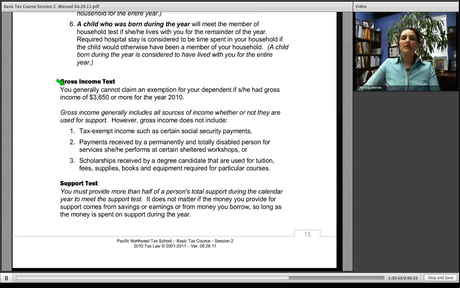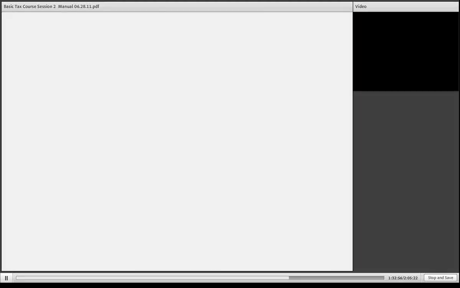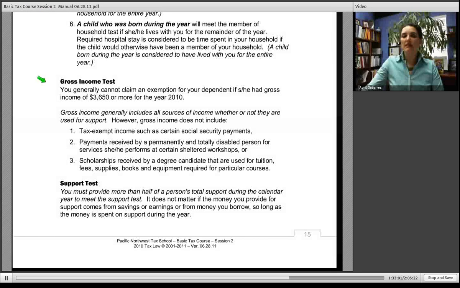Next test is the gross income test. You generally cannot claim an exemption for your dependent if he or she had gross income of $3,650 or more during the year. However, gross income does not include tax-exempt income such as certain Social Security payments, or payments received by a permanently and totally disabled person for services he or she performs at certain sheltered workshops, or scholarships received by a degree candidate that are used for tuition, fees, supplies, books, and equipment required for a particular course.